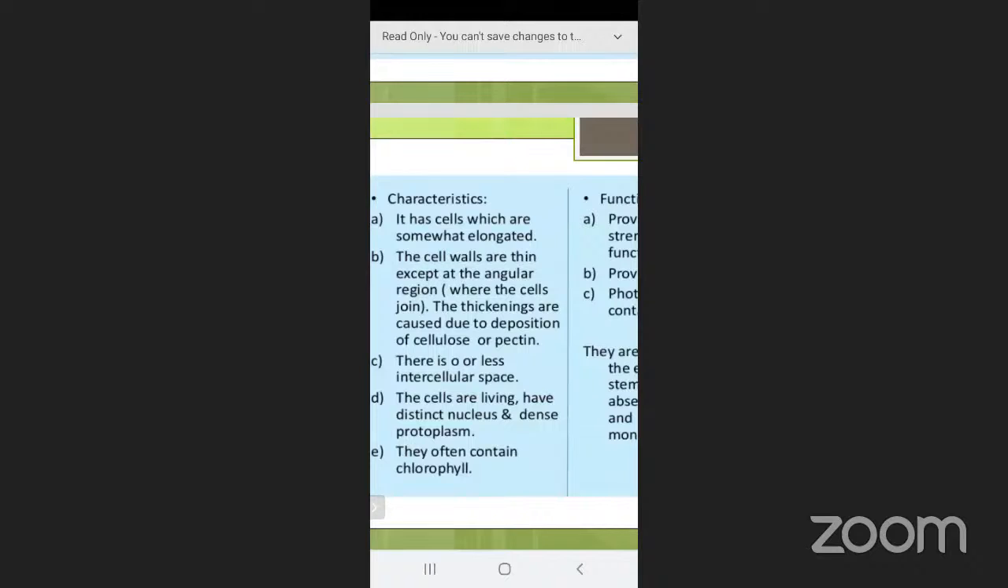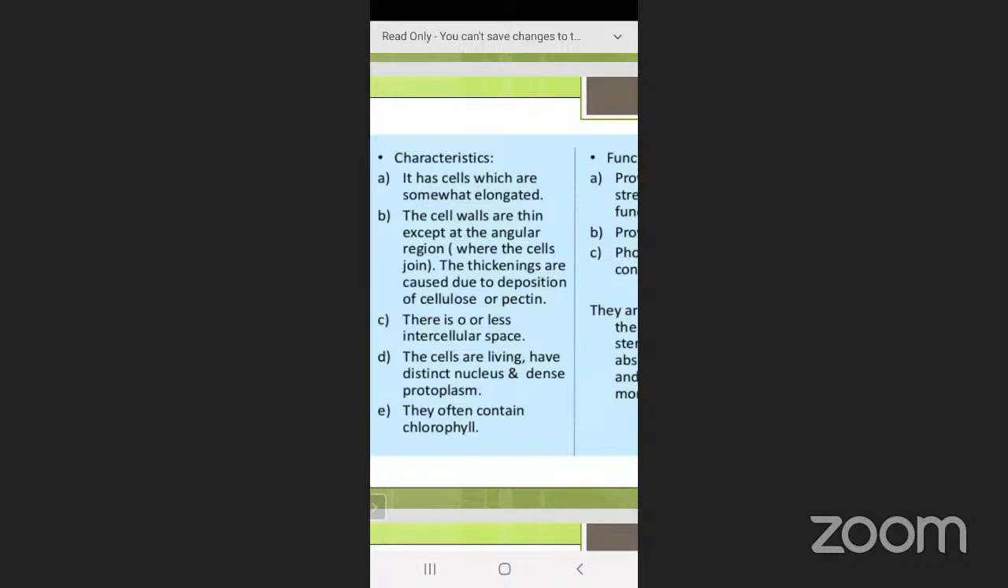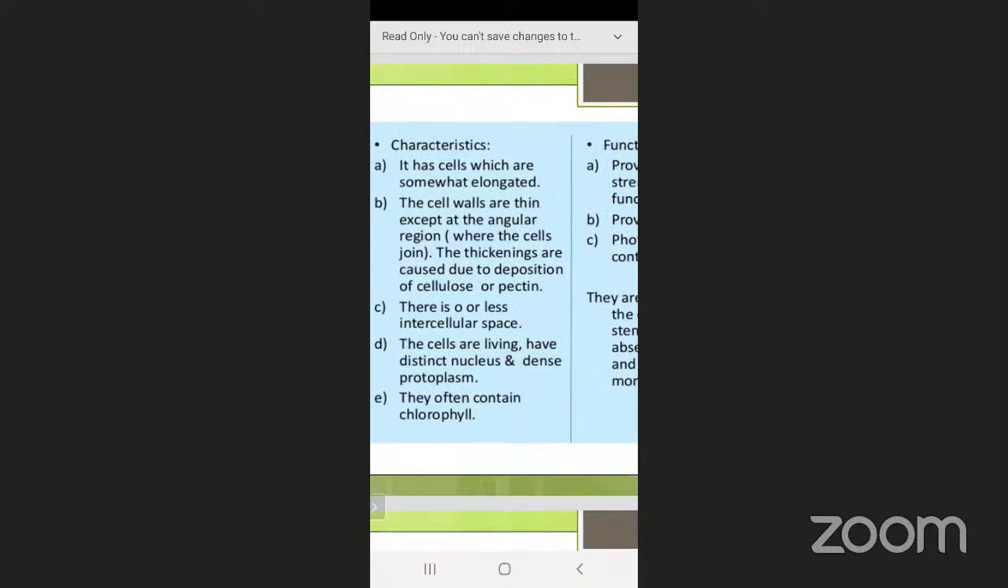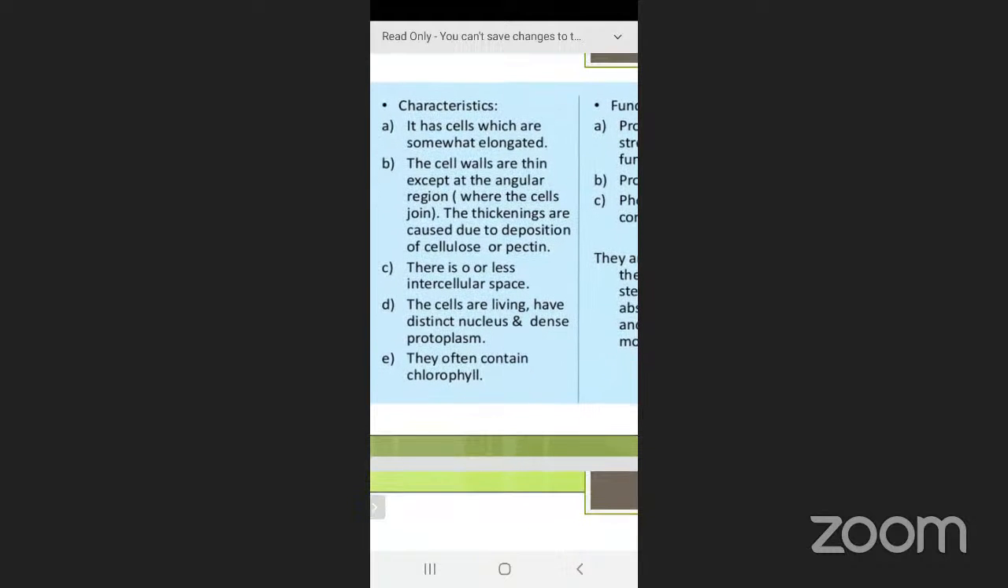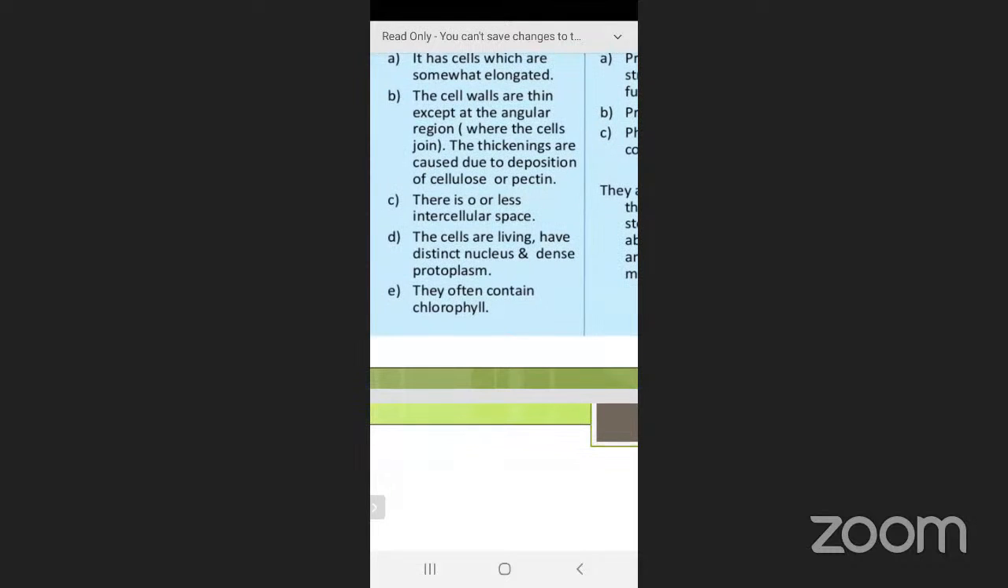What is the angular region, children? Here, where the cells join. The thickenings are caused due to deposition of cellulose or pectin. There is no intercellular space or very little intercellular space, and the cells are living, with a distinct nucleus and a dense protoplasm. They often contain chlorophyll.